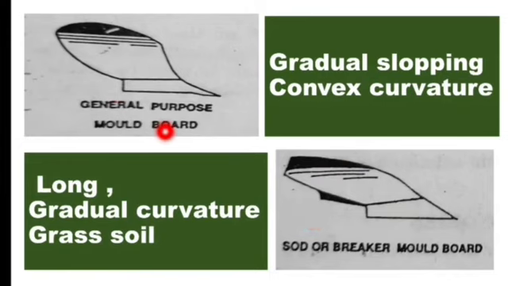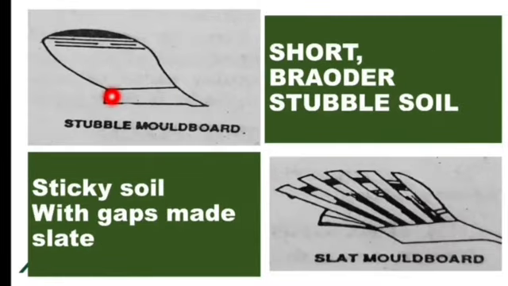So in types of mold board you have to remember 2-3 things. First one is in which kind of soil it is usable, second one is how it has some curvature, and third one is any special function it has or not. So we have just marked here some important points so you can easily remember it.